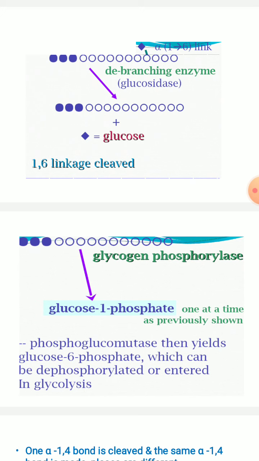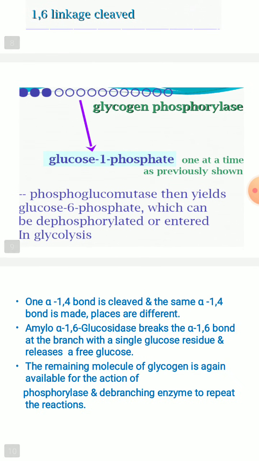This glucose 1 phosphate undergoes a further mutase reaction by the action of the enzyme phosphoglucomutase, which leads to the formation of glucose 6 phosphate. Glucose 1 phosphate is converted to glucose 6 phosphate, which can be dephosphorylated, that is, the phosphate group removed, or it can enter glycolysis as such, because glucose 6 phosphate is an intermediate of glycolysis.